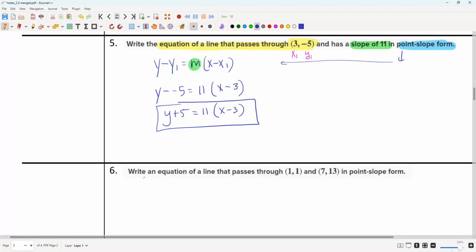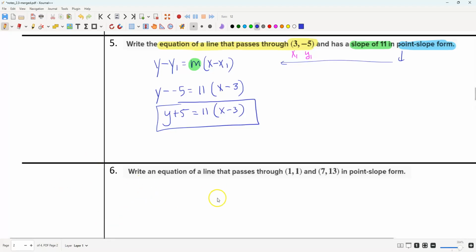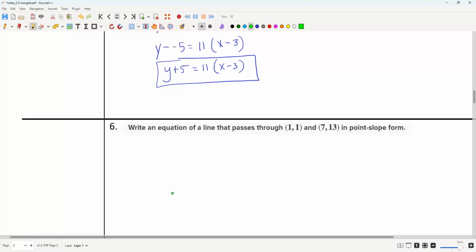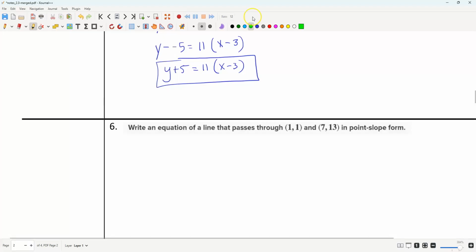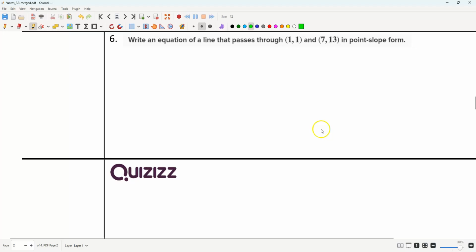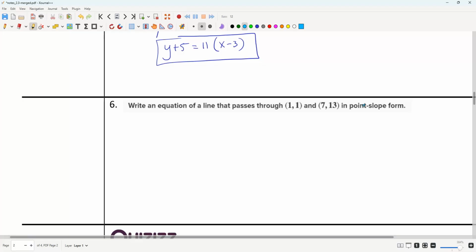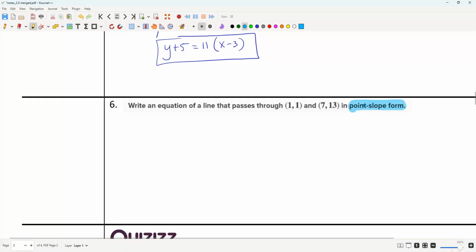All right, so I want you to look down now. Okay, look at number 6. It'll be something similar. It says write an equation of a line down here that passes through these 2 points and put it into slope or point slope form again. Okay, we're also going to put this one into slope intercept form as well, just to do that skill. So we need to put something into point slope form. So let's write that out.